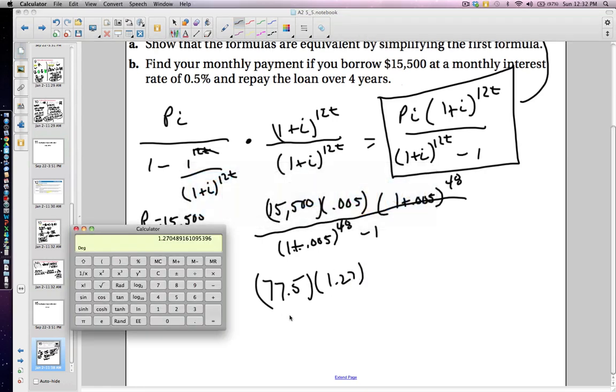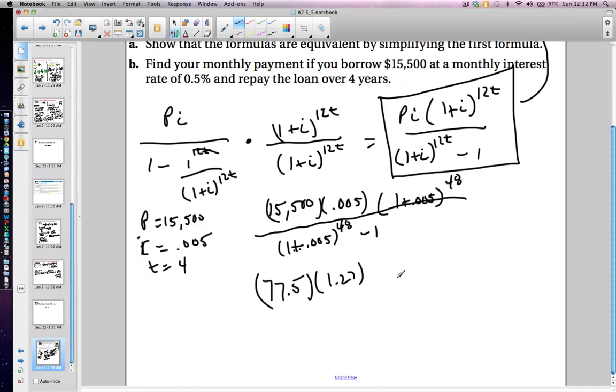I'm going to go right back to my calculator though and do the multiplication because I don't want rounding error. So I'm going to get 98.463. Okay. So that's going to equal 98.463. So I've done my numerator.